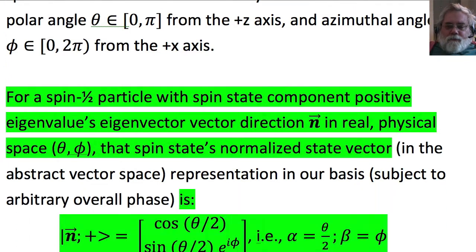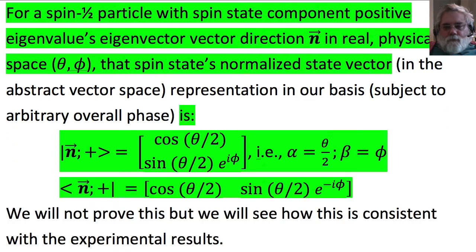So its angles are theta and phi with respect to the z-axis and x-axis, which are going to be constant throughout this lecture. The angles won't be, but the axes will be. That spin state's normalized state vector. So for n vector pointing in real space, the abstract spin state's normalized abstract state vector, the representation in our basis, this is going to be subject to arbitrary overall phase. We'll talk about that later.